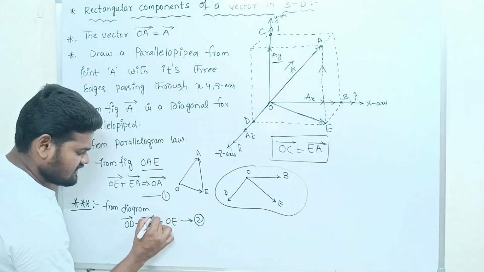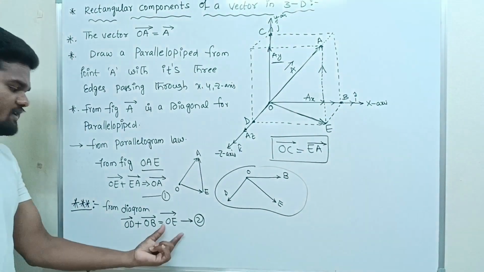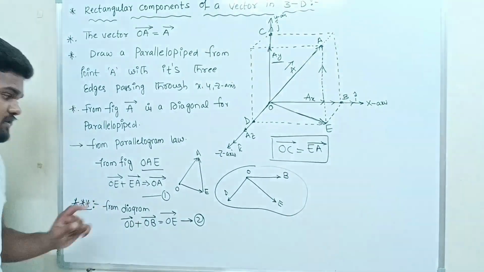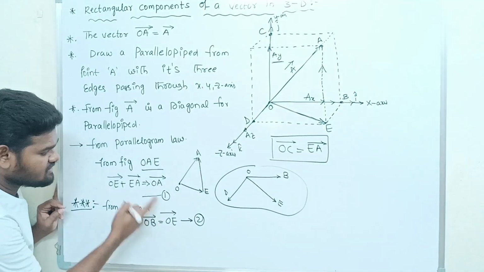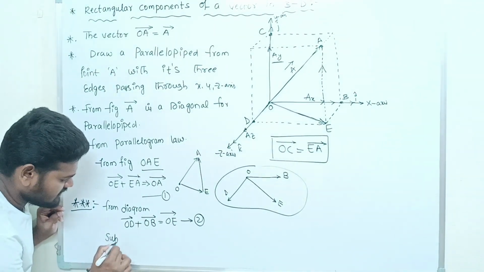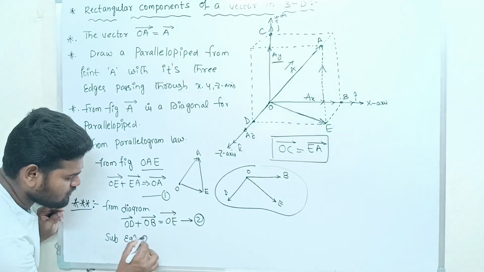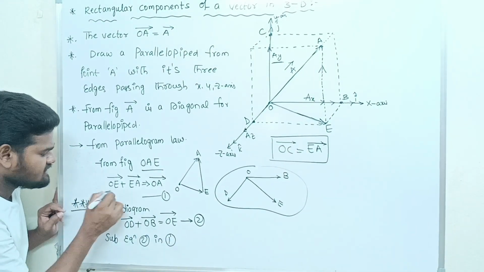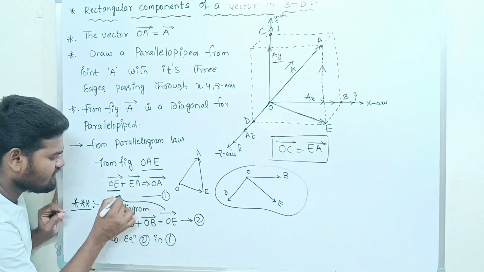What are these? These are vectors. Are you getting any doubts? Okay, so I'm just substituting equation 2 in 1. OE is equal to what? Just substitute the OE value here.